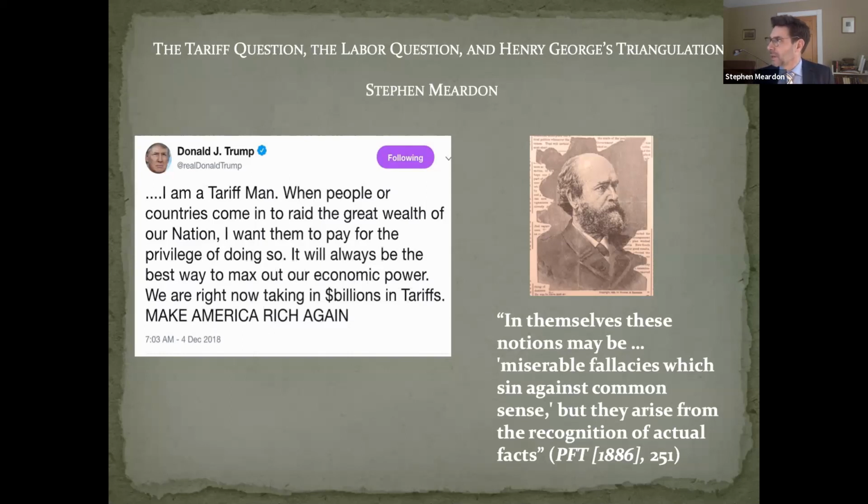Let me tell you about my paper, The Tariff Question, the Labor Question, and Henry George's Triangulation. This began as a study of Henry George's Protection or Free Trade in relation to the trade doctrines and the politics of the moment. Of this moment. And that explains this juxtaposition that I'm showing you now on my first slide between a tweet of President Trump's and a statement of Henry George's in his Protection or Free Trade.